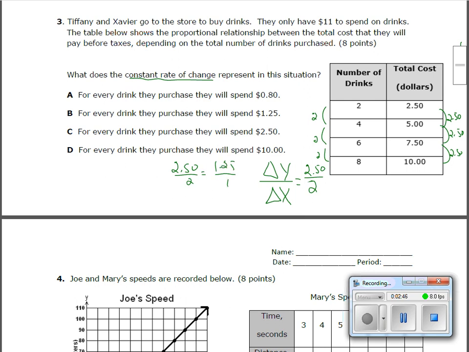So it says for every drink they purchase, they will spend 80 cents. That is incorrect. For every drink they purchase, they will spend $1.25. I would choose B. This says $2.50 and this says $10. So those are both incorrect.